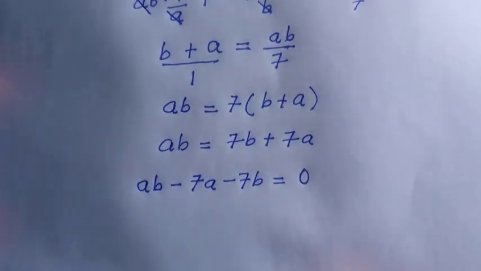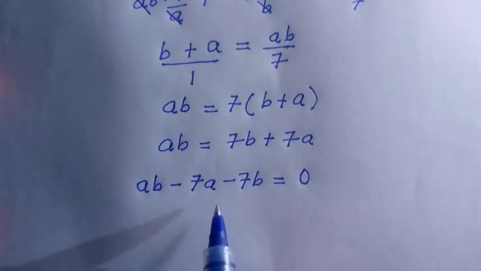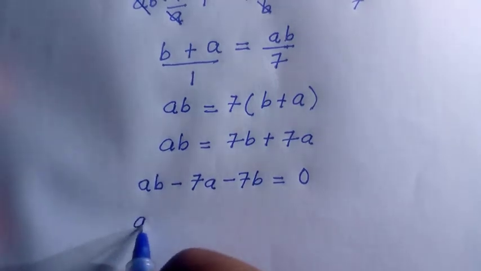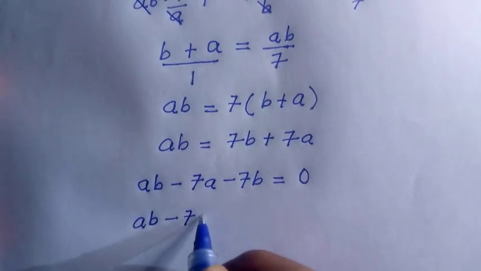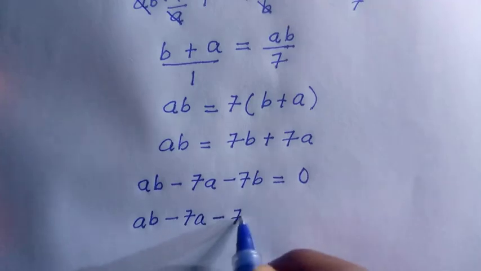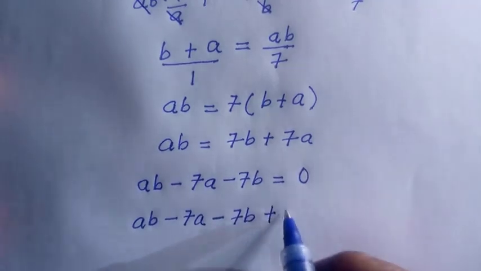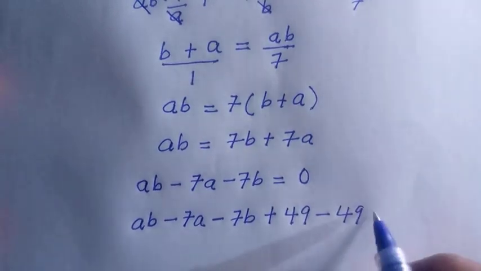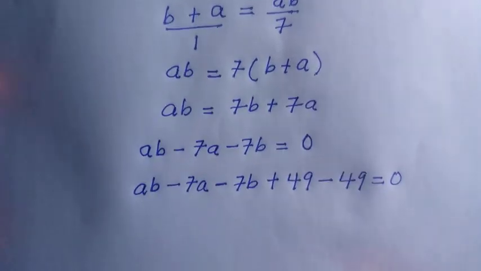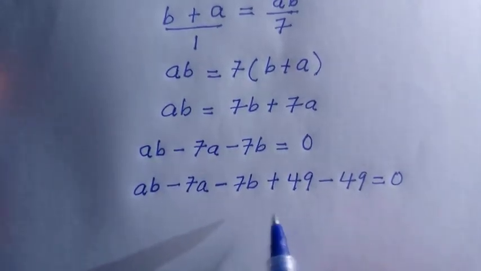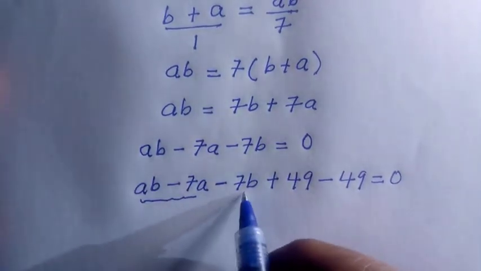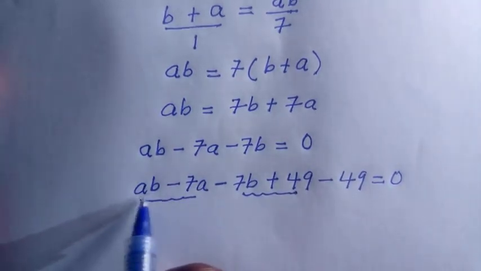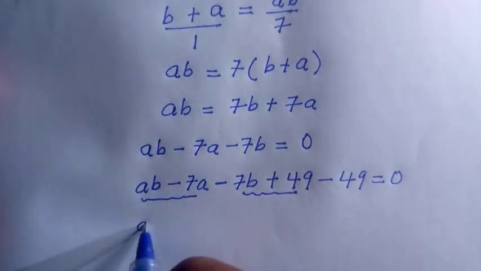At this stage, we are going to add and subtract 49 from these equations. So here we have ab minus 7a minus 7b plus 49 minus 49 equals 0. Having this expression, we group this together and we also group this together. Then we transfer this one to the other side. What is common here is a after the grouping, so we have to factor out a.